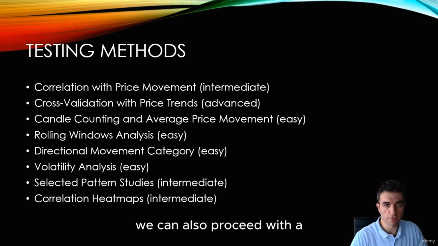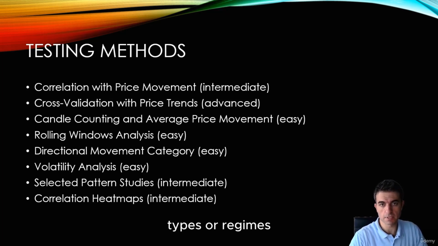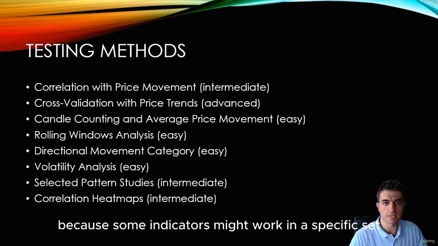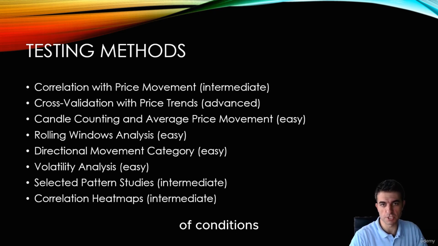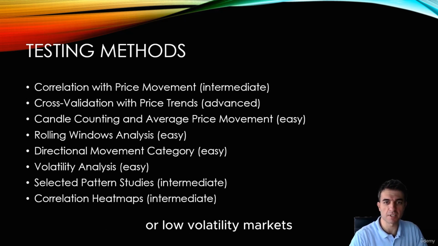We can also proceed with a volatility analysis, dividing the data set into different volatility types or regimes: high volatility, low volatility, and probably medium volatility as well. So we can analyze the indicator's performance during low and high volatility periods, because some indicators might work in a specific set of conditions. This way we could test and know in advance, so we can use the indicator in a more effective way when the market conditions are optimal. We don't expect all the indicators to work in all different volatility types. So some indicators might be specifically good for low volatility markets, and some others are good for medium or high volatility markets.